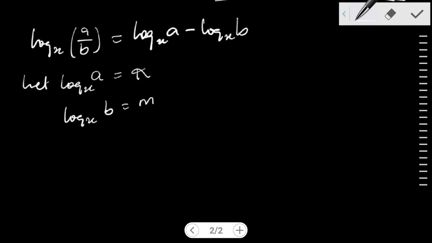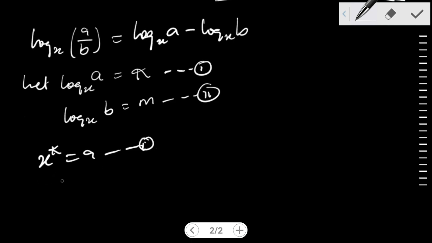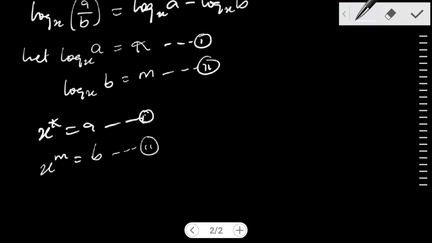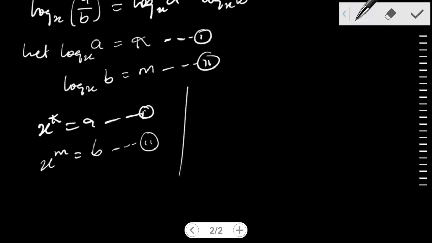So to work this out, if this is my first one and this is the second, then from the first one I know that x to the power k equals a, and from the second one I know that x to the power m equals b.